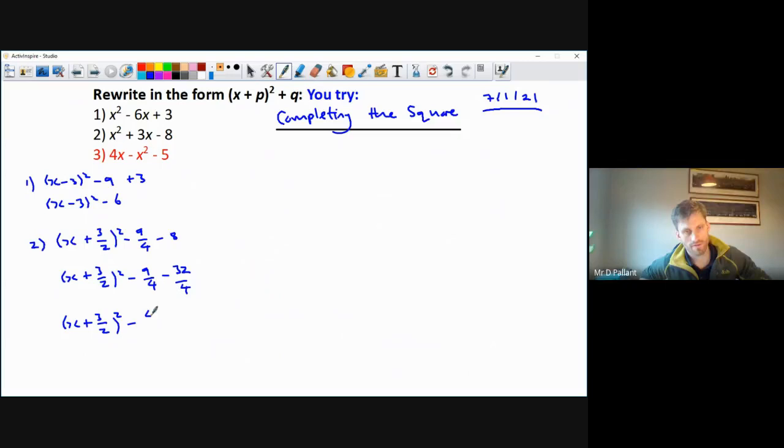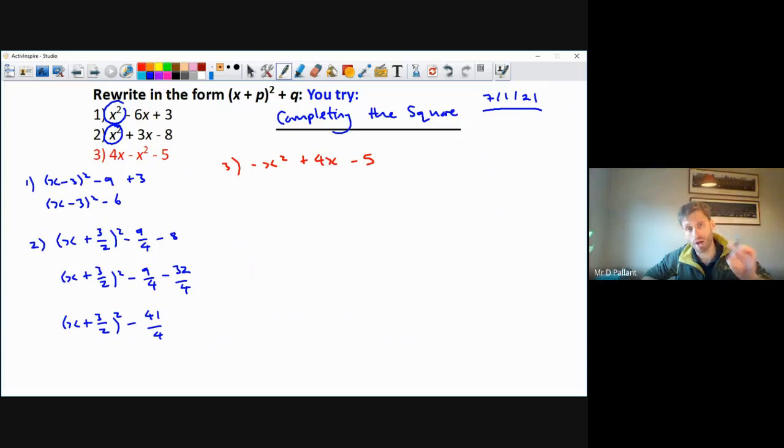Now, then I come to number 3. Number 3 is more difficult. I'm going to just rewrite it in the right order: minus x squared plus 4x minus 5. Now, I'm going to be doing more of this a little bit later in the lesson. Now, you can't complete the square until you've got x squared at the front. You can't have 2x squared, you can't have 3x squared, and you also can't have minus x squared.